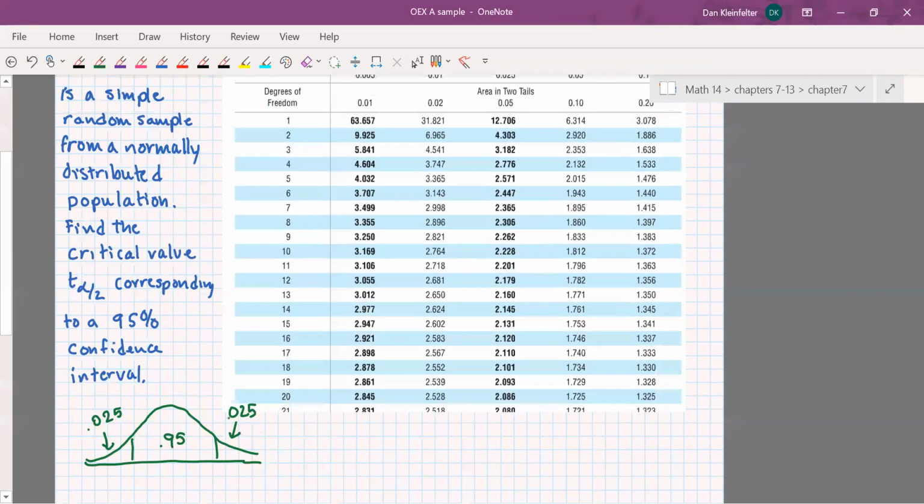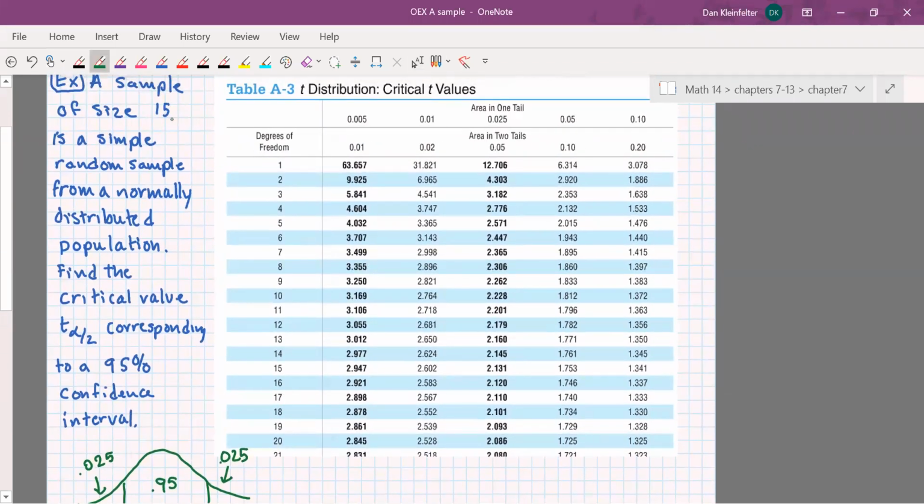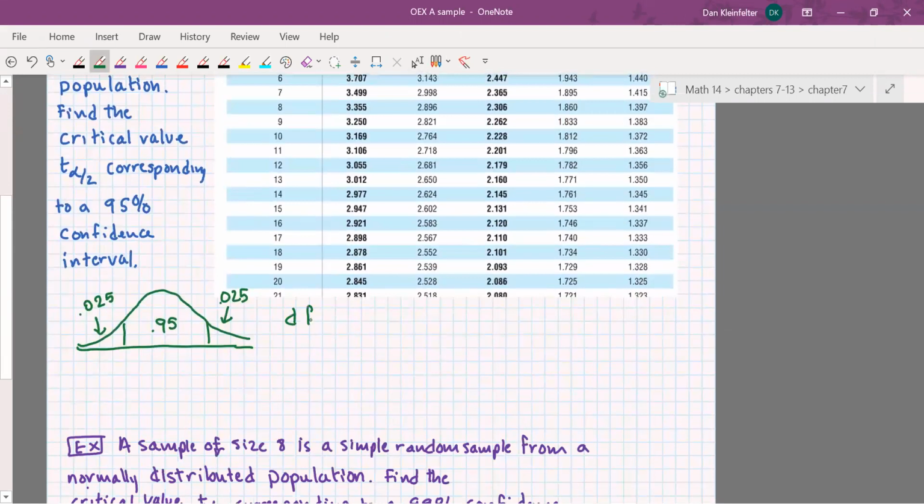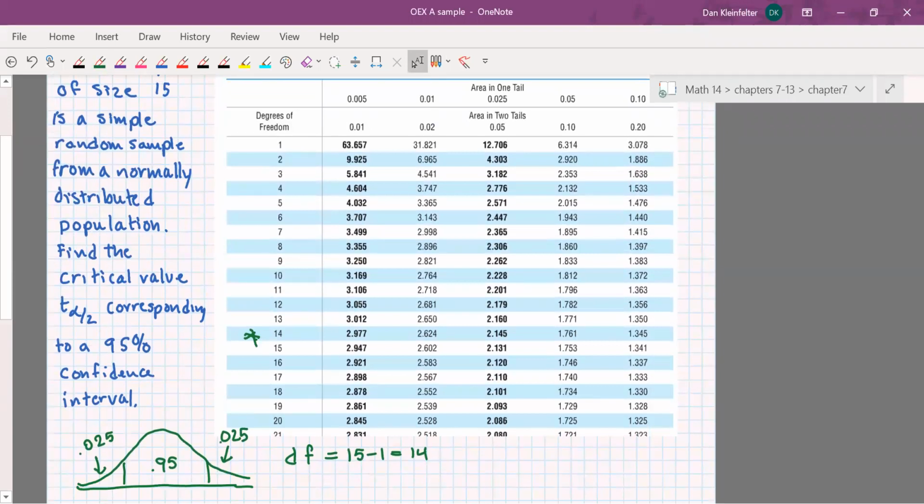In this example, the sample size is 15. Remember that the degrees of freedom is always one less. Degrees of freedom will be 15 minus 1 or 14. So we'll be looking in row 14, because the sample size was 15. We always go one less. The area in two tails was 0.05. Notice that that corresponds to area in one tail being 0.025. It's just half as much.